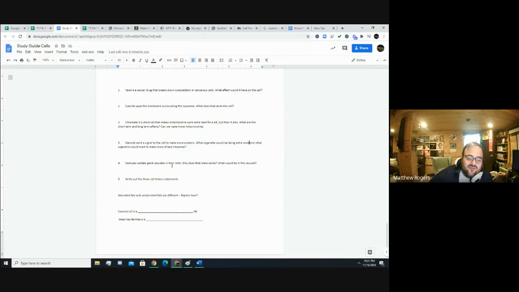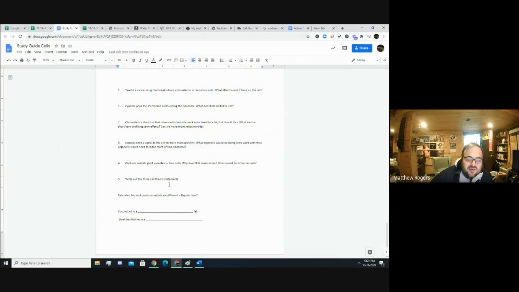Cactuses contain giant vacuoles in their cells. Why does that make sense? What would be in the vacuole? Well, it would be holding water. Cactuses obviously live in dry places. So their vacuoles are going to be really, really big for the time when they do get water. They can store as much water as possible and take out what they need as they go along.